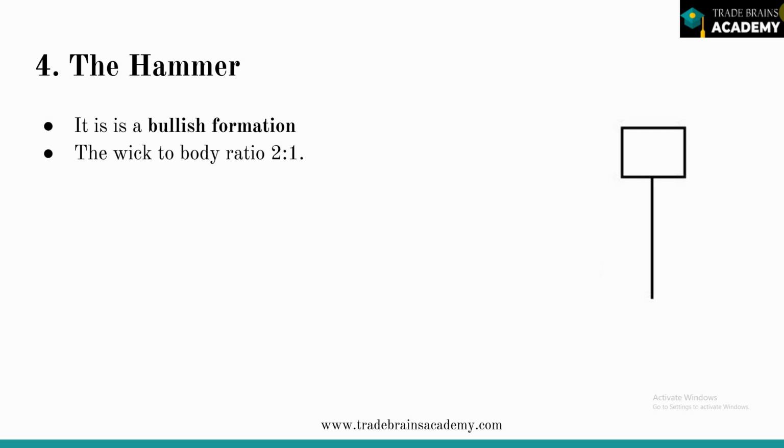When I say body to wick ratio, supposedly if the size of the candle is say 30 units, then the body to wick ratio is 2:1 in this kind of candle formation, which means the length of the wick or the shadow has to be 20 units and the size of the body cannot be more than 10 units. That is how the body to wick ratio works in the formation of a hammer.